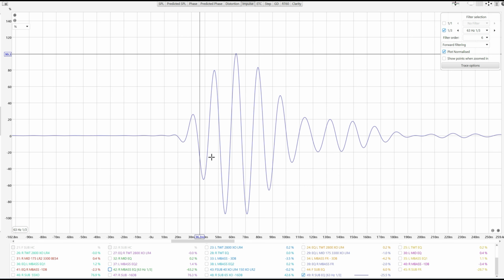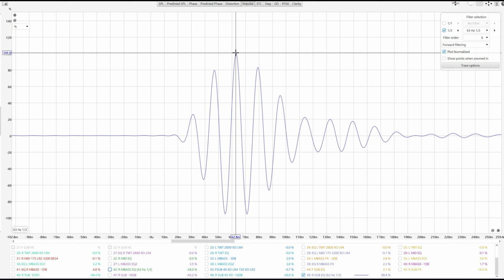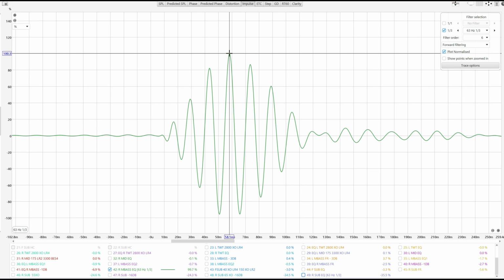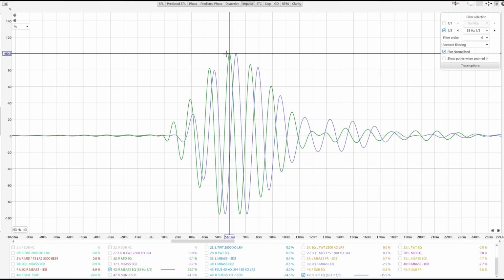So we have these distinct peaks, and we have this very distinct peak here at 63.1 on the rear sub, and then on the mid bass we have a very distinct peak at 58.2, something like that. So if I work out the difference between those two, it's going to be about 5 milliseconds, right?